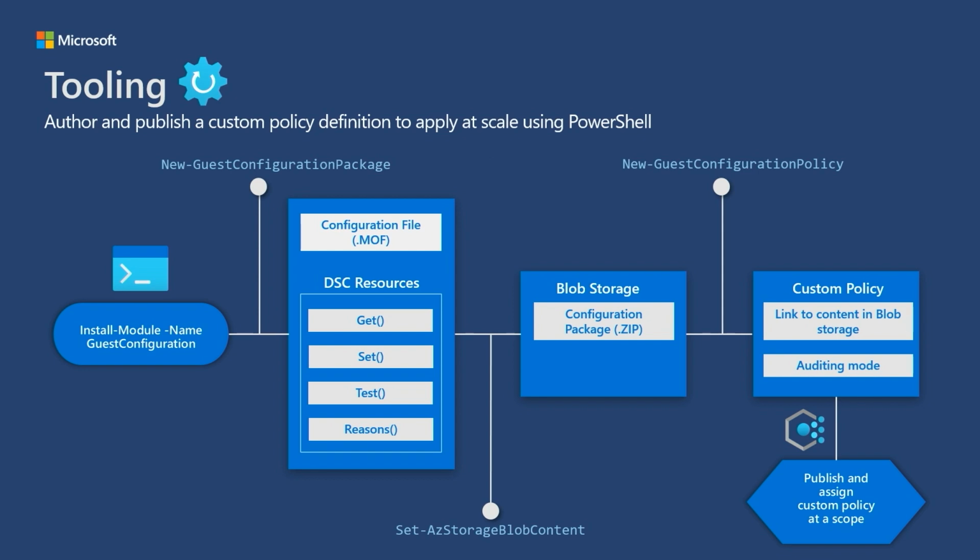And then, again, how do you turn this into a custom policy to deploy at scale? Well, we provide tooling to do this through the new guest configuration policy commandlet. So through passing in a reference to that location in blob storage, we will help you to generate that custom policy definition, which you can then publish to a scope of your choosing, to a subscription that you have, and then specify an auditing mode, and will allow you to publish and assign that custom policy at any scope of your choosing.